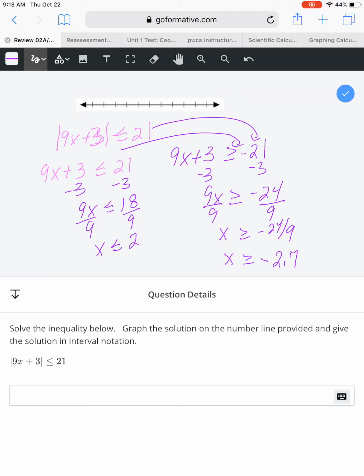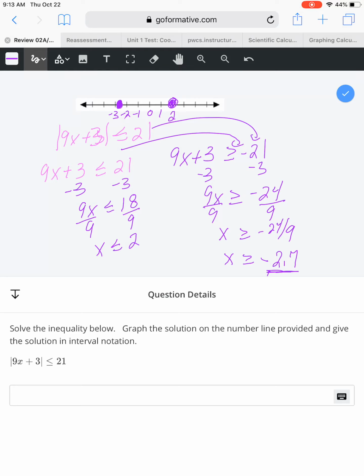So on my number line, let's just say here is 2, because that's what I'm going to start with. That's my highest value. I know it's going to be filled in. So I'm going to put 2 here. I know that x is less than, it's going to go to the other side, but I'm just going to graph. So I have positive 2. This would be 1, 0, negative 1, negative 2, negative 3. And then my other value that I need to make a dot at is negative 2.7, which would be just about right here.